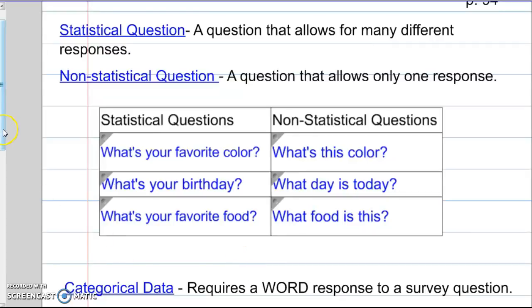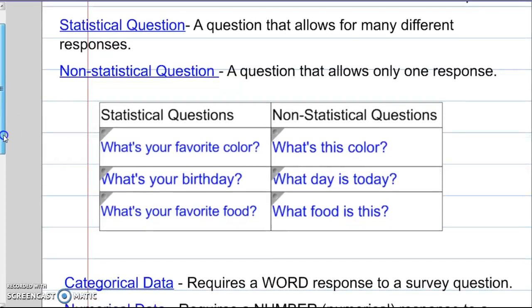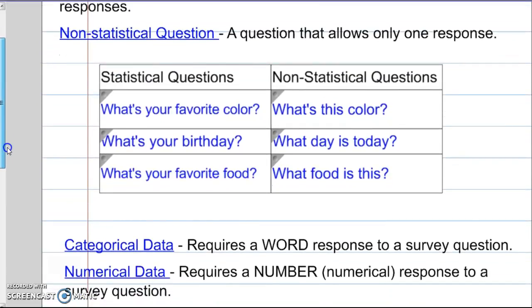The second type of data that I want you to write down is numerical data. If you will pause your video and copy down the term and the definition.